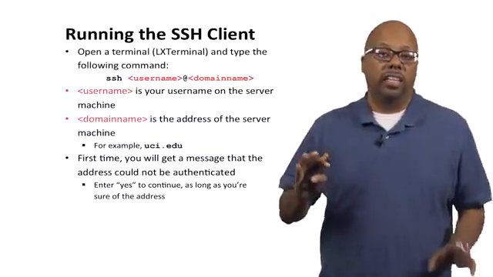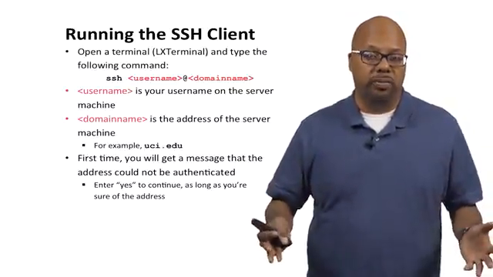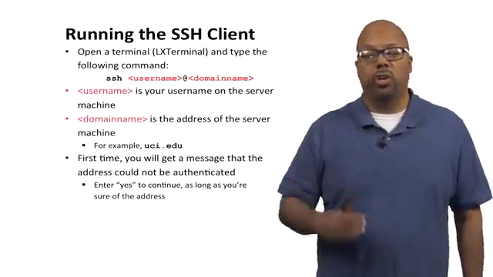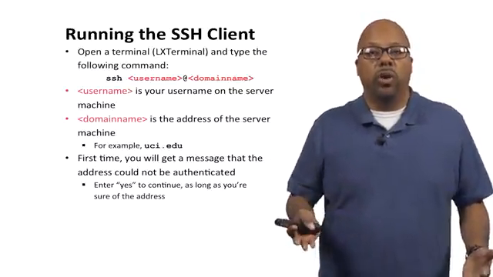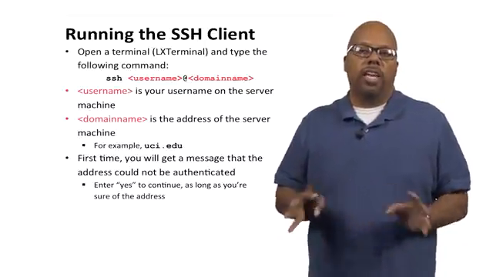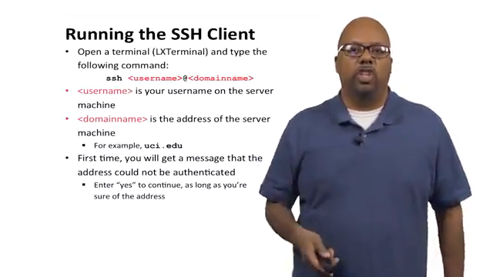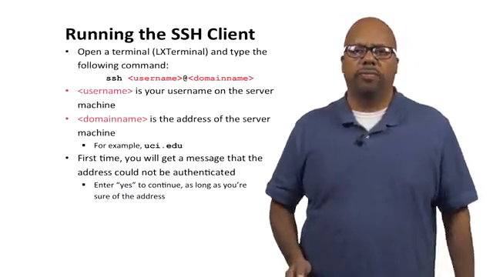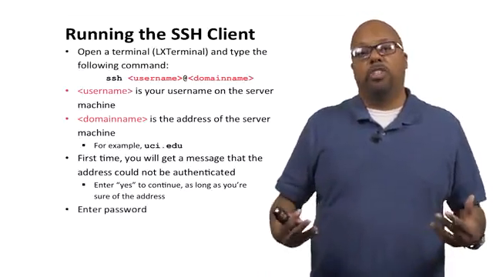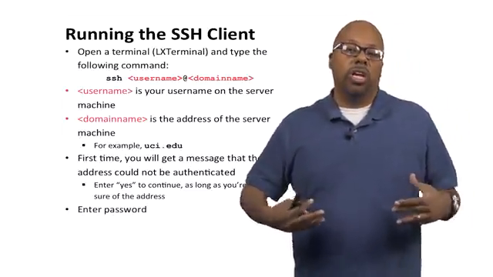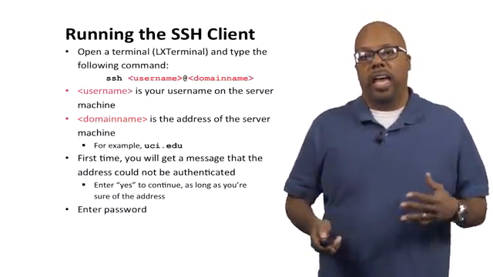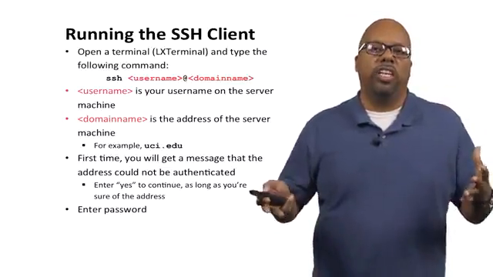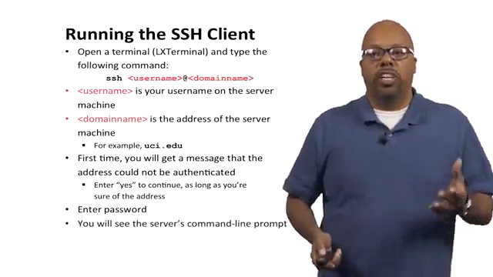Then it'll ask you, are you sure you want to make the connection? If you know that address is correct, say you know uci.edu is where you actually want to connect to, then you type yes and hit enter, and it'll continue. It'll remember that for the next time. It stores it in a file. Then it'll prompt you for the password. You'll type in whatever the password is, and after you type in the password, you'll see exactly what you would see if you were sitting at the machine, which will eventually be a prompt.